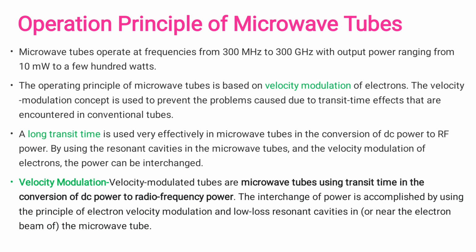The velocity modulation concept is used to prevent the problems caused by transit time effects that are encountered in conventional tubes. A long transit time is used very efficiently in microwave tubes in the conversion of DC power to RF power. By using resonant cavities in the microwave tubes and the velocity modulation of electrons, the power can be interchanged. So what is velocity modulation? The next question is, what is velocity modulation?